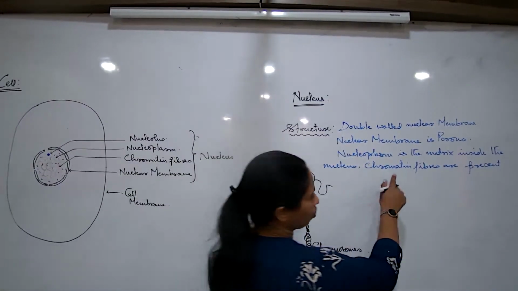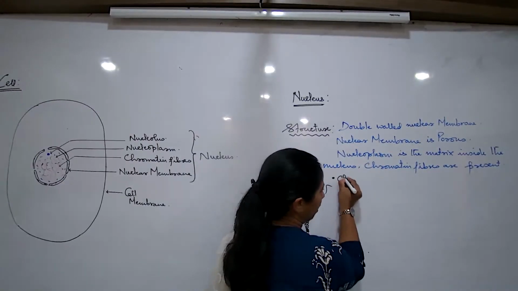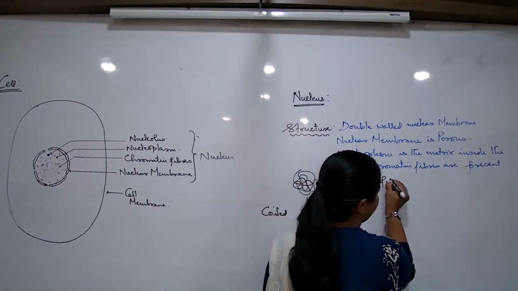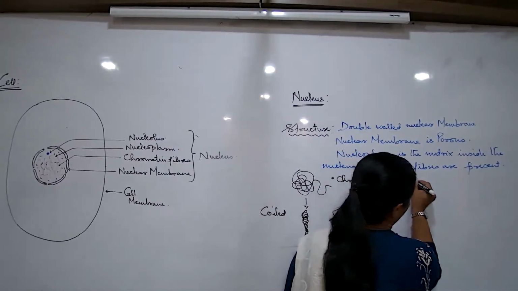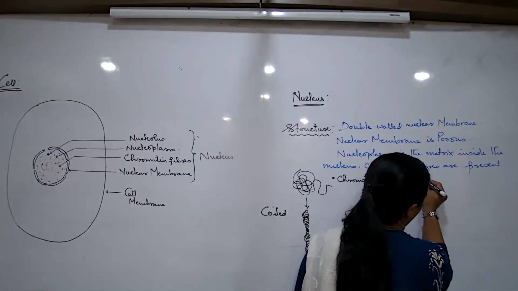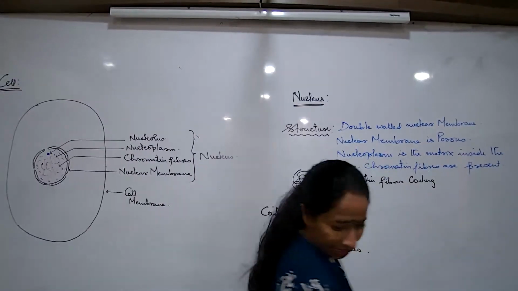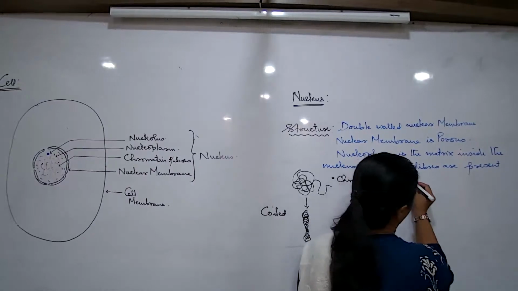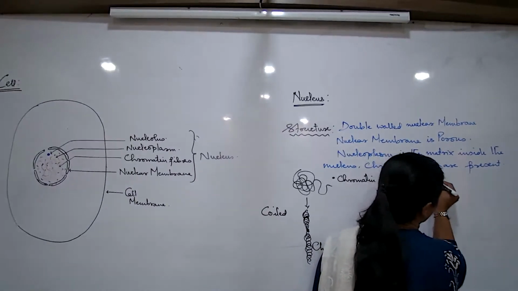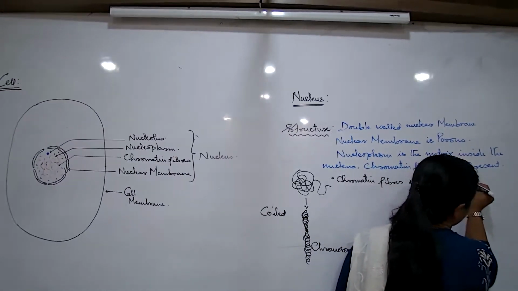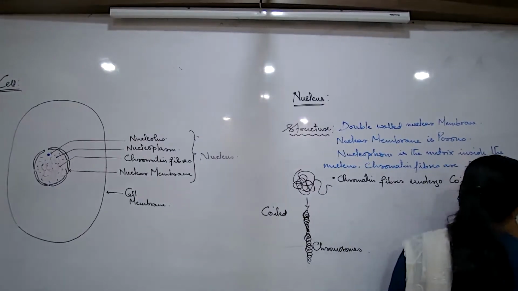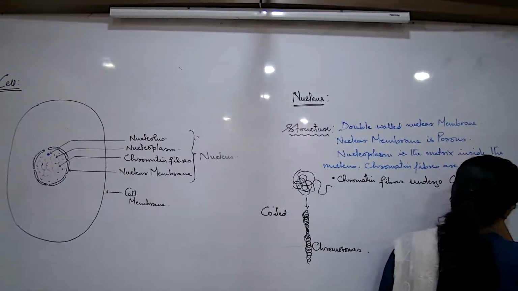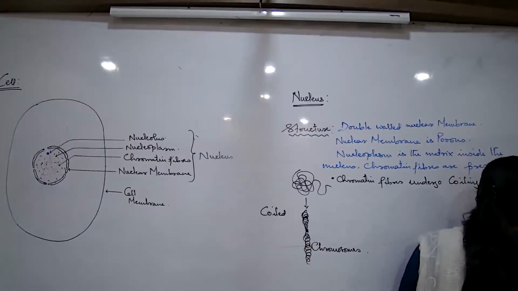So I would say that these chromatin fibers condense or coil. The chromatin fibers undergo the process of coiling to form chromosomes. They undergo extensive coiling, and when they undergo extensive coiling, what are they known as? These are known as chromosomes.